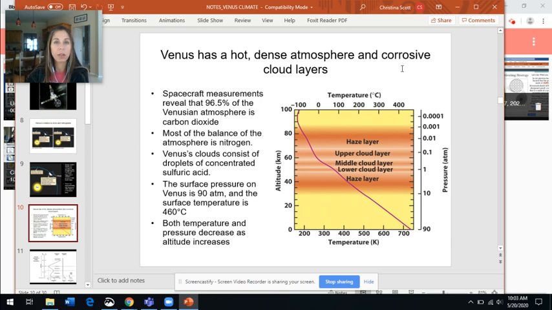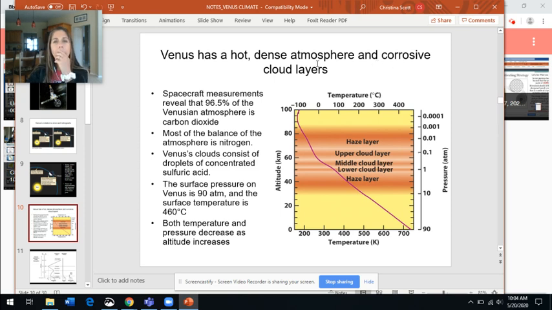Now let's compare Venus's atmosphere. Let's talk about it first and then compare it to Earth. Venus has a hot, dense atmosphere and a corrosive cloud layer. The toxic gases and the clouds will eat away at you if you were out there, or if you were in some sort of spacecraft perhaps.